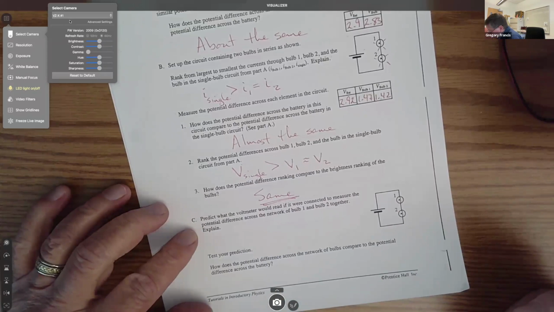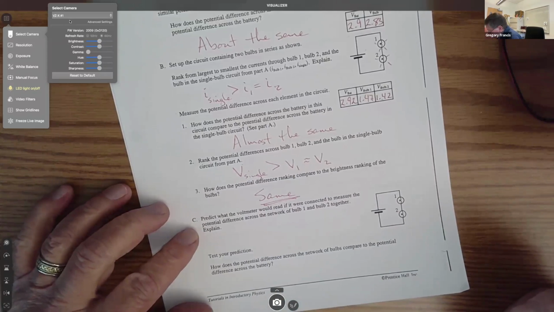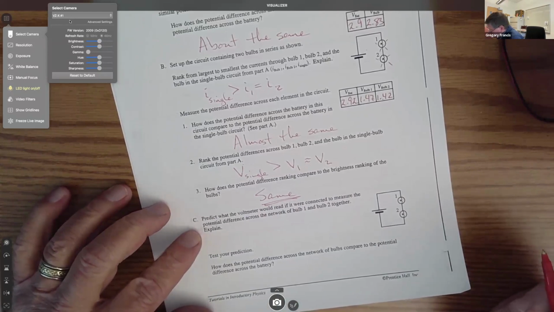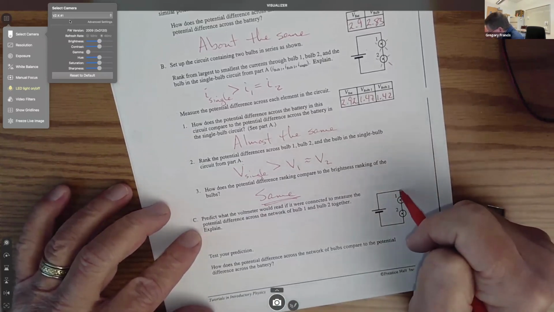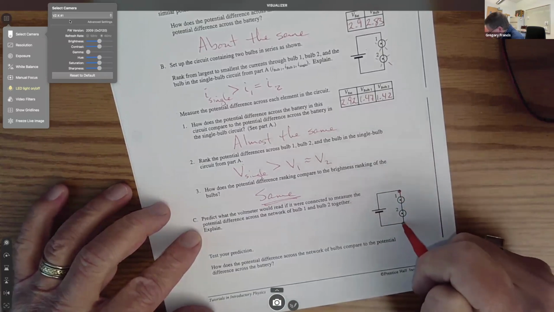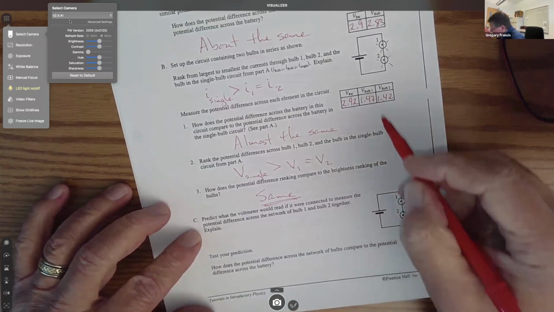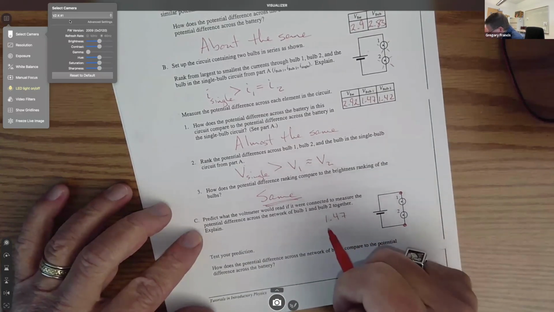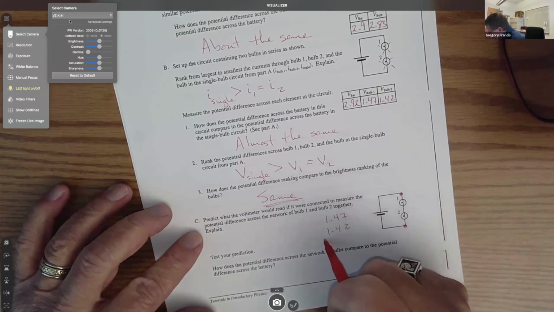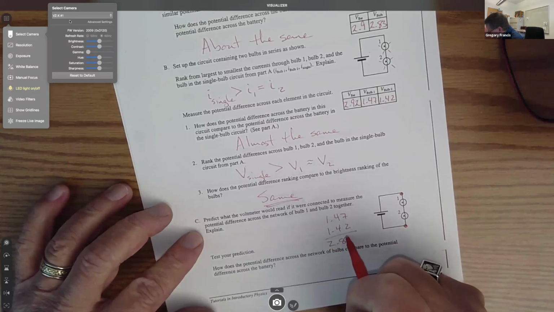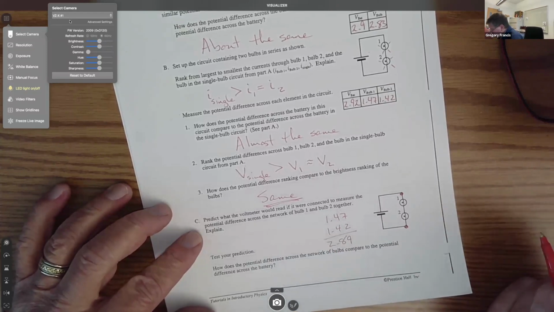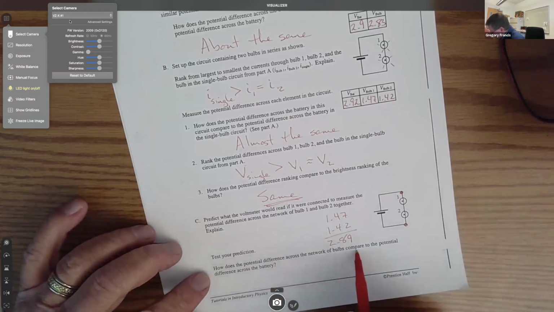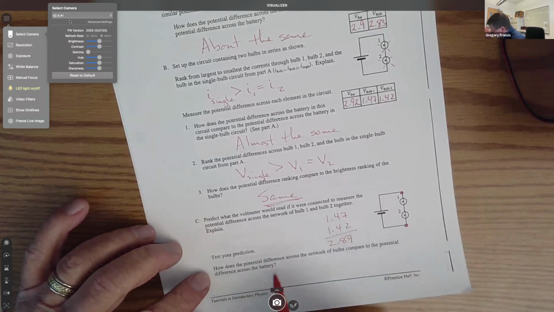Predict what the voltmeter would read if it were connected to measure the voltage difference across the network of bulb 1 and bulb 2 together. So from here to here. Well, if I add those two voltages, 1.47 and 1.42, that's going to give me 2.89. How does the voltage difference across the network of bulbs compare to the voltage difference across the battery?